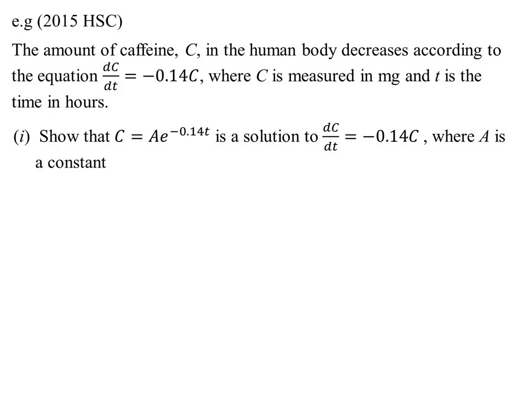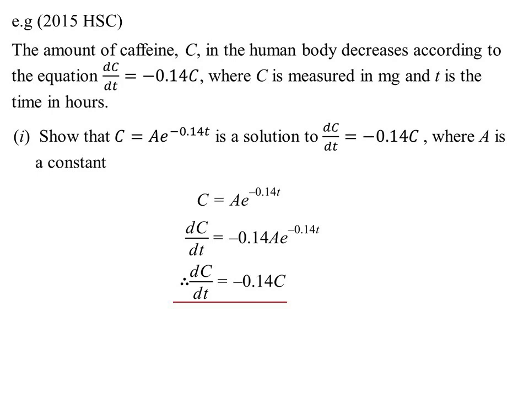So that way all we've got to do is differentiate it. So there's the solution they're telling me it is anyway. If we differentiate it, what we saw about exponentials is we just differentiate the power and then that goes to the front. Well, the power is negative 0.14t. If I differentiate that with respect to t, we'll just get negative 0.14. So we have negative 0.14 times A e to the minus 0.14t. So yeah, we've got negative 0.14 times C, the solution they're suggesting. So it does work. It is a solution to that equation.